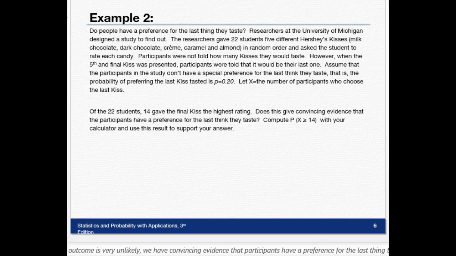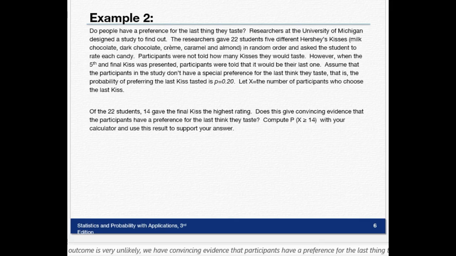All right, let's try another example. Do people have a preference for the last thing they taste? Researchers at the University of Michigan designed a study to find out. The researchers gave 22 students 5 different Hershey Kisses: milk chocolate, dark chocolate, cream, caramel, and almond, in random order, and asked the student to rate each candy. Participants were not told how many kisses they would taste. However, when the 5th and final kiss was presented, participants were told that that would be their last one. Assume that the participants in the study don't have a special preference for the last thing they taste. That is, the probability of preferring the last kiss tasted is 0.2, 1 out of 5.